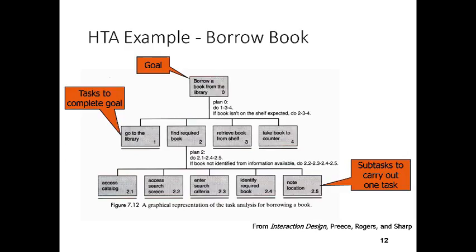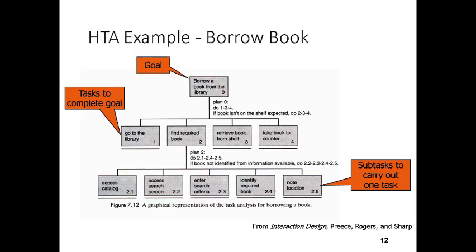Now, the reason why we have those numbered is because that's the sequence that the tasks have to be completed in. You first go to the library. You secondly find the required book. Third step is retrieve it from the bookshelf. And fourth, you take the book to the counter. You kind of can't do those out of that sequence.